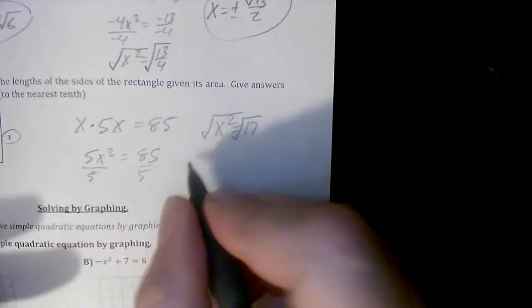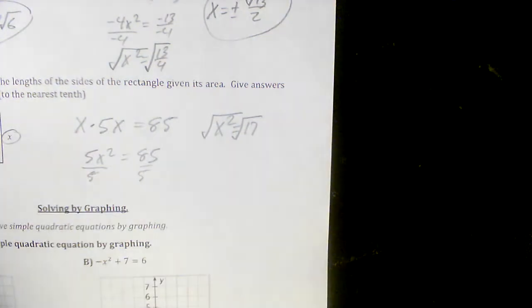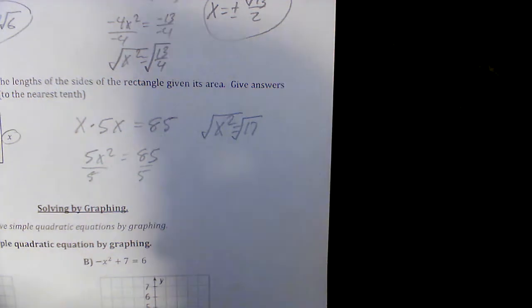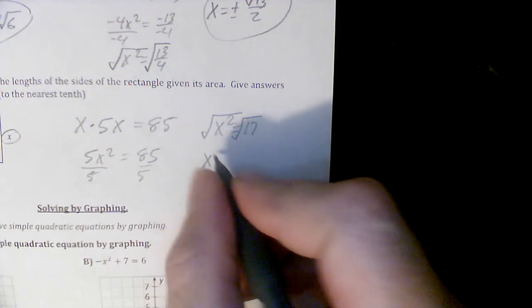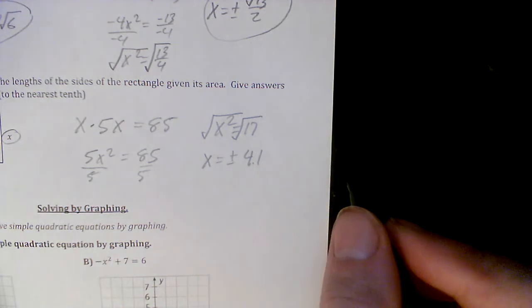I take the square root. I'm going to guess at this. I don't have my calculator on me right now. And, well, maybe I do. I think it's 4.1. Let's see. I do have a calculator up here. So give me a sec. Square root of 17. Yeah, that's about right. So I get x equals positive or negative 4.1-ish, if I'm getting decimals.